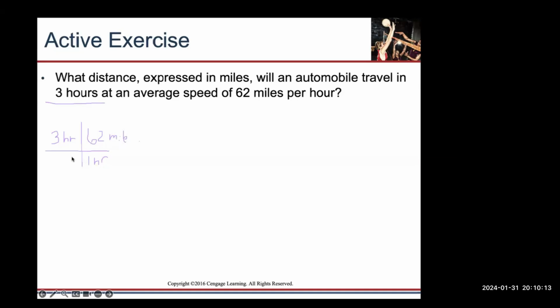So, like I said, we're getting rid of the old unit to get to the new one. So we have 186 miles. Okay. Any questions? Yeah, good.